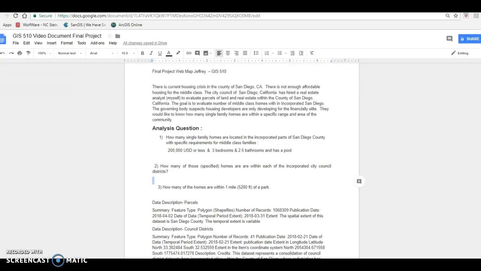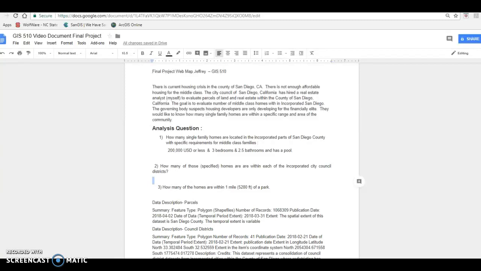The goal is to evaluate the number of middle-class homes within the incorporated San Diego. The governing body suspects housing developers are only developing for financial elite. They would like to know how many single-family homes are within a specific range and area of the community.